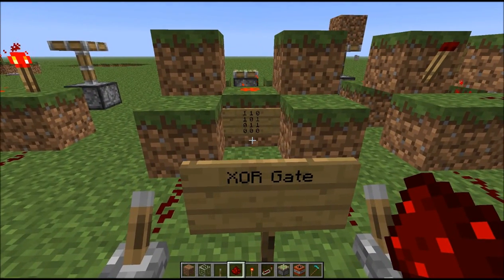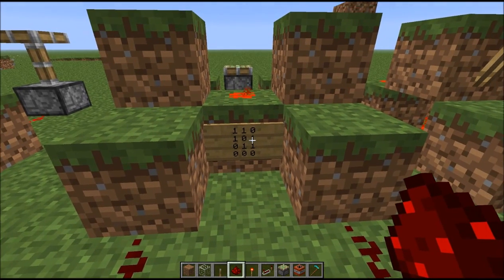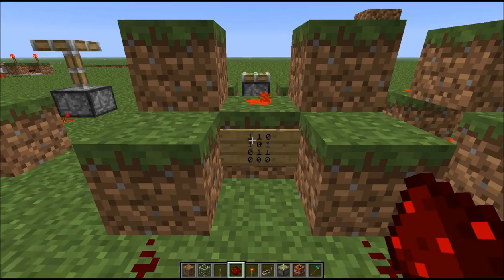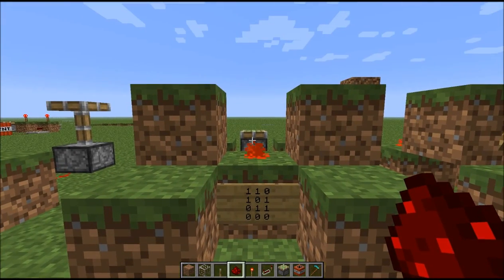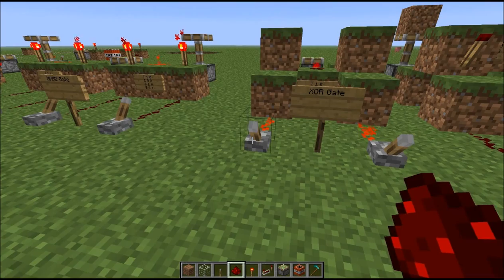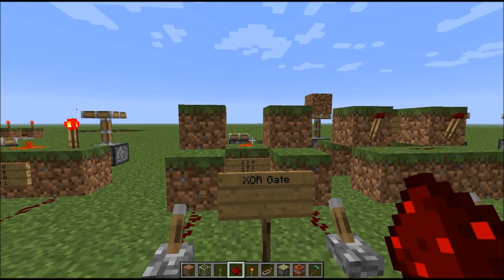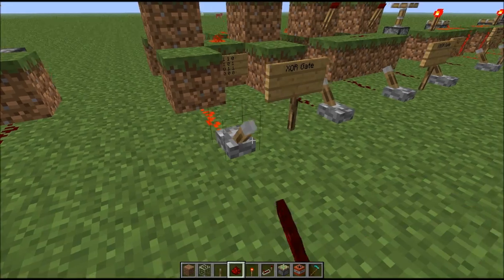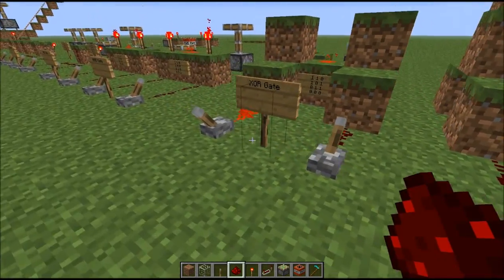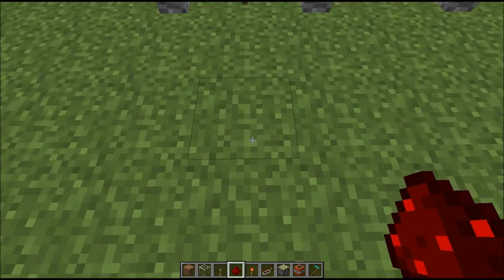The XOR gate, basically, if either of them is on, the output's on. But if neither of them is on, or both of them are on, the output's off. Personally, I like this one best for opening and shutting doors. If you go open the door, close the door, open the door, close the door. See? Pretend this was the door.